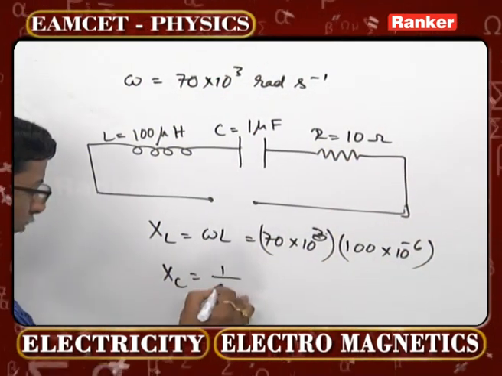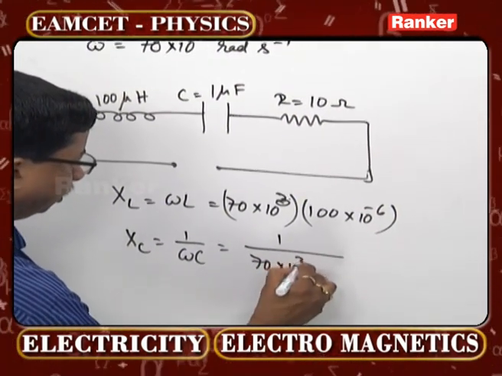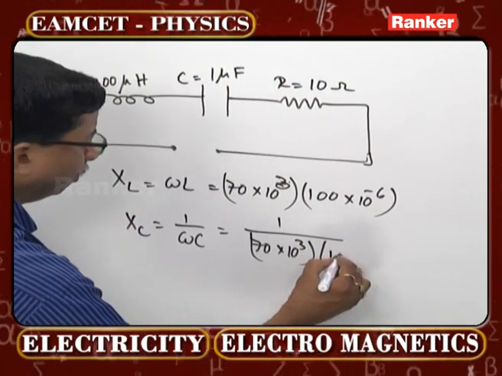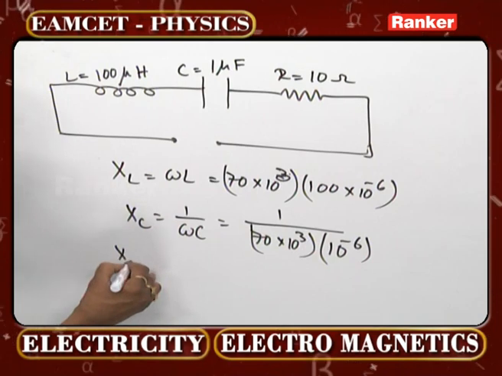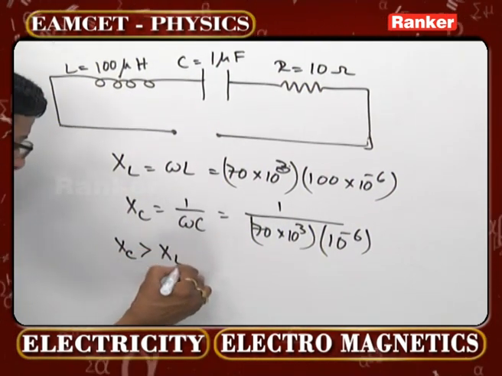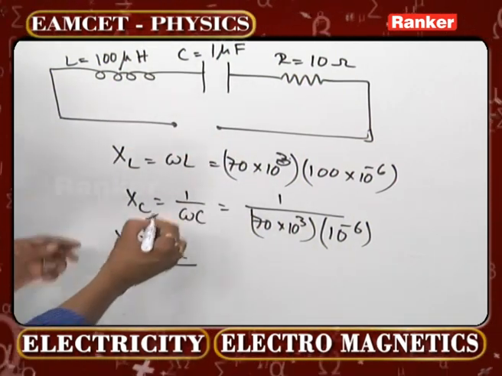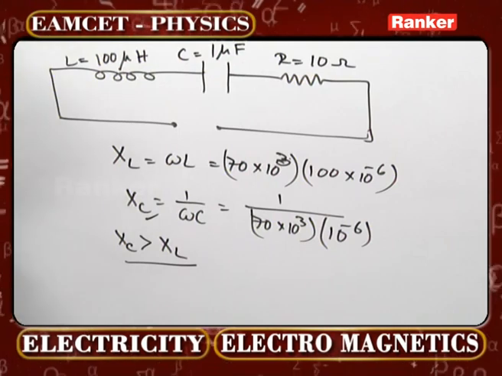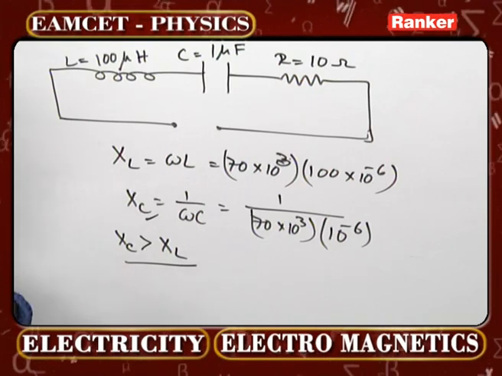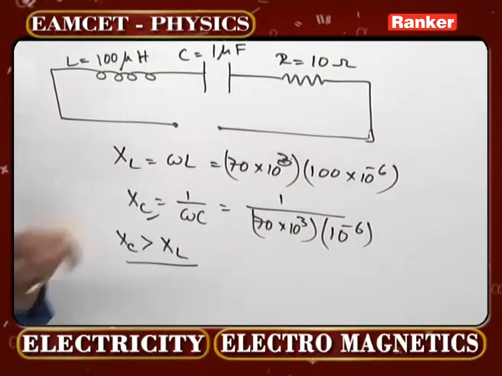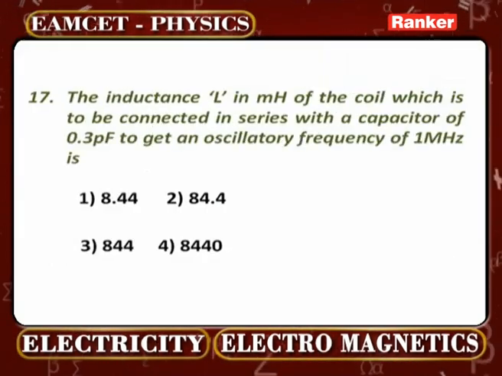XC you calculate: 1 by omega C, that is 1 by 70 into 10 cube into C, which is 1 micro, 10 power minus 6. If you calculate these two, you will find that XC will be greater than XL. When XC is greater than XL, it is a capacitive circuit along with resistance. So it should now be an RC series circuit. That means the third option is the correct option for this particular question. Okay. Look at the next problem, that is problem number 17.